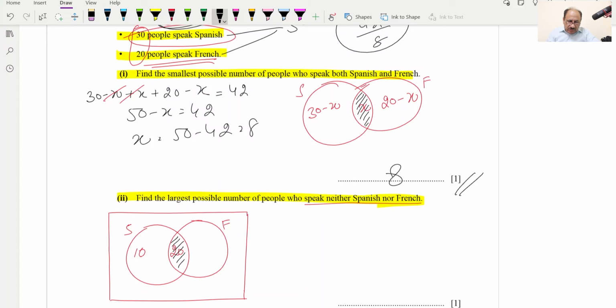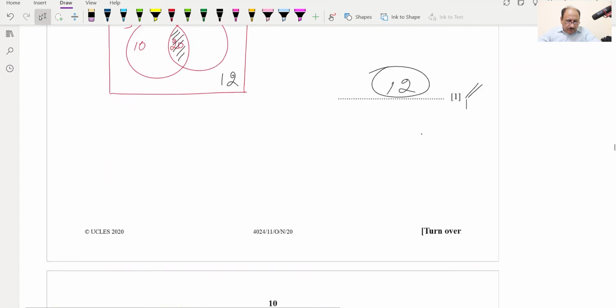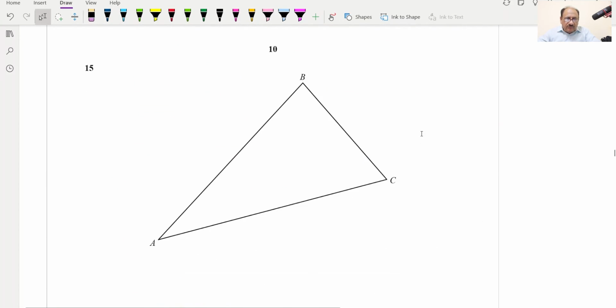So this can be another possibility. So these two are adding up to 30. 20 plus 10 is 30. So total people are 42. So 12 remaining we can write over here, and our answer will be 12. Hopefully you understood this part as well. Now we can move to question number 15.